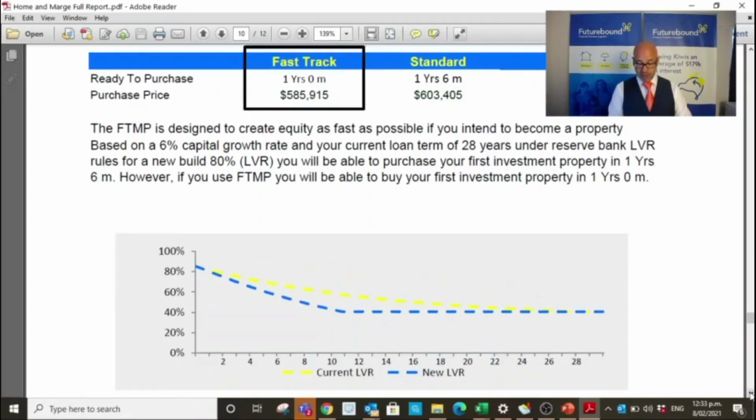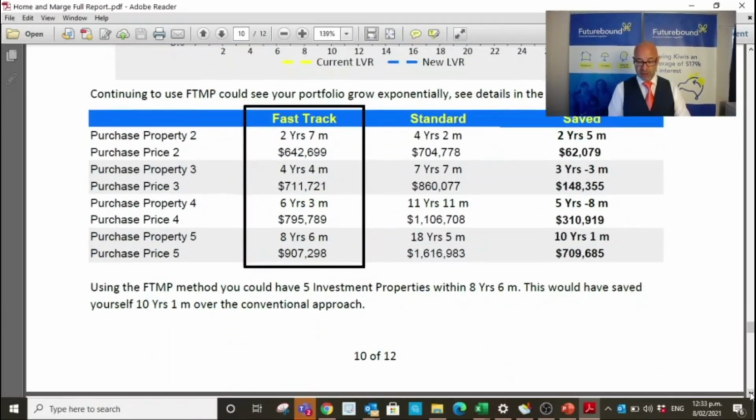But if we scroll down a little bit more, we'll see that if they continue using Fast Track Mortgage Plan, you can have 5 investment properties within 8 years and 6 months. And this would save 10 years over conventional method. And you can see there's amounts of money saved on each house over here down the right hand side. So being able to buy houses earlier saves you a truckload of money. And effectively, that makes you a truckload of money. So the earlier that you can buy your investment properties, the more you'll earn from them. So this is where using Fast Track Mortgage Plan to create equity faster allows you to invest earlier, and that allows you to make more.